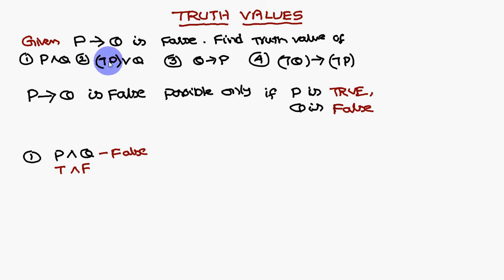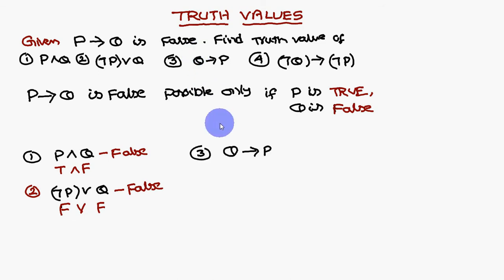Next, not P or Q. If P is true, negation is false, and Q is also false. The OR symbol says at least one should be true. There is no true at all, therefore it is false. Next, Q conditional P. Q is false, first statement false, so FT. If it is TF then it is false; in the remaining cases it is true. First statement is false, second statement is true, therefore the answer is true.